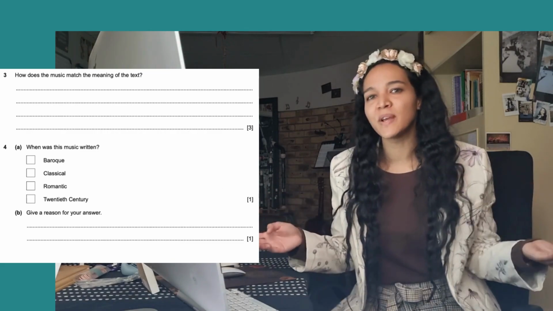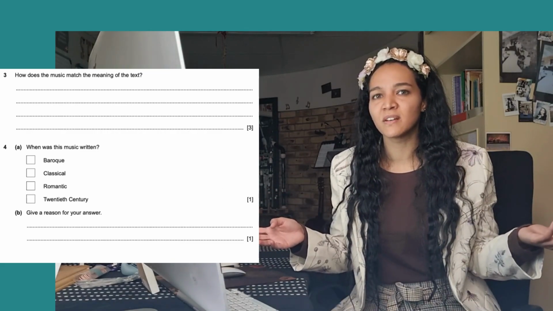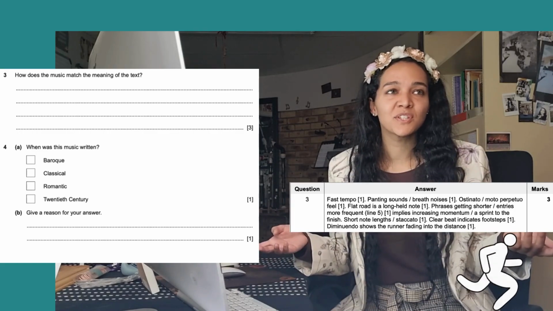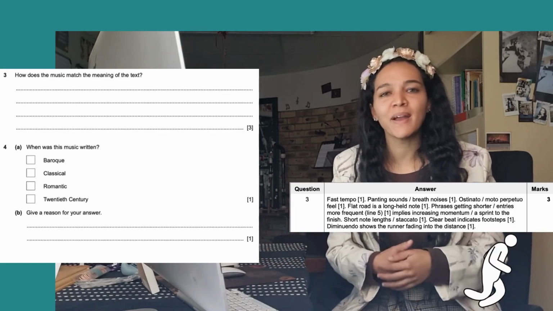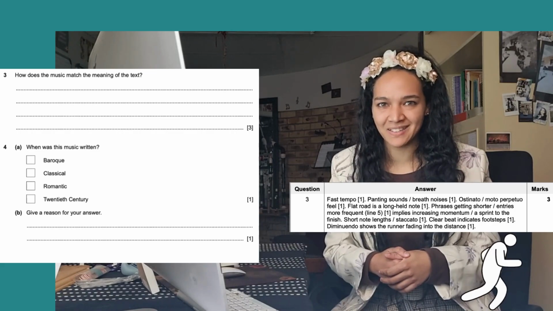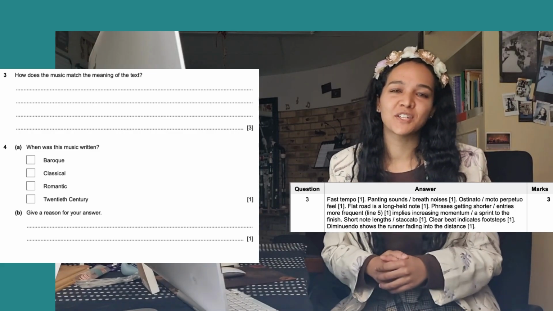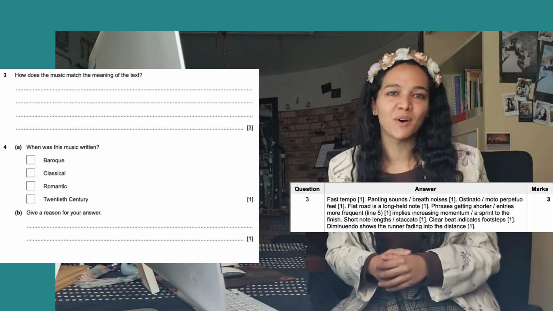And then the diminuendo later on shows the runner fading into the distance, which is very dramatic, but you could interpret it that way. So, of course, here we need 3 marks, like they show us in brackets. So 3 facts here for 3 marks.